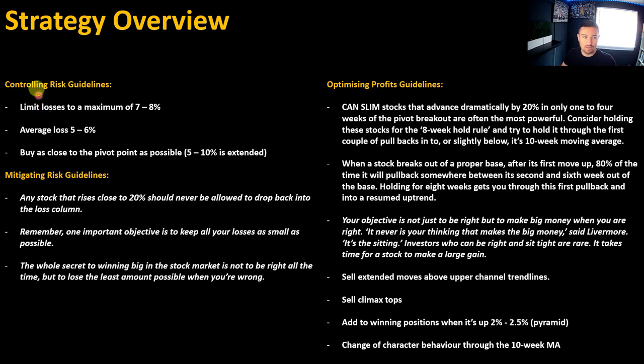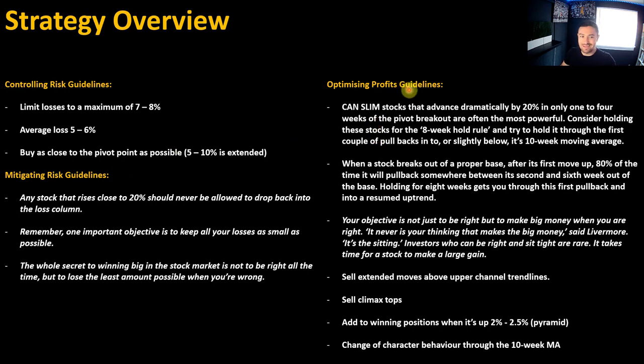Now, I'll just give you the guidelines on controlling risk and optimizing profits, and then we'll start getting into some charts. So limit losses to a maximum of 7-8%. Your average loss should be less than that, coming in around 5 or 6%. Buy as close to the pivot point as possible. If you're buying 5%, 10% away from the pivot, that is extended.